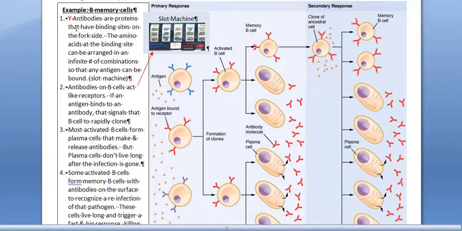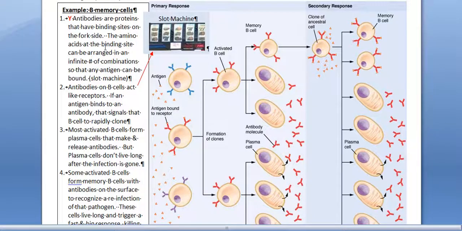All right. So there is an antibody. Remember, it's a missile, right? The fork end is what binds to the antigen, right? And antibodies, what they are, they're protein molecules. They have binding sites on the fork side, right? Binding sites on this side, right?